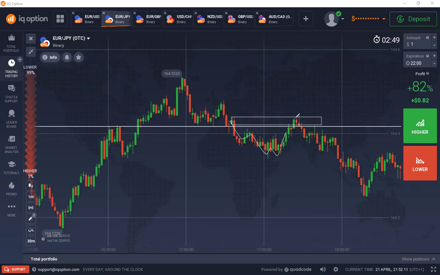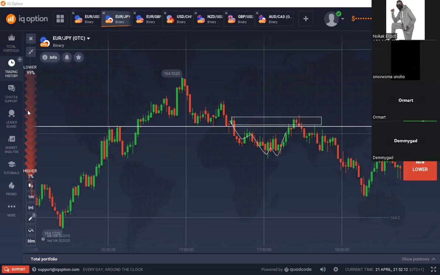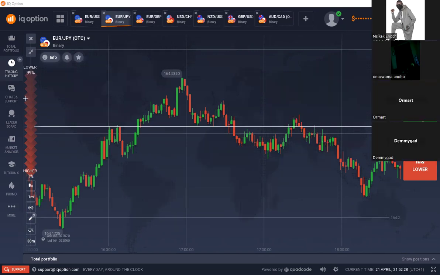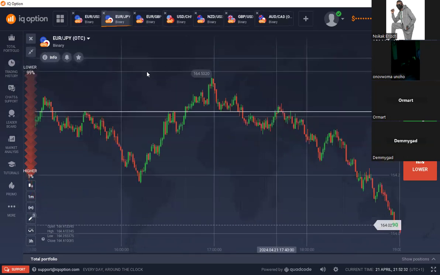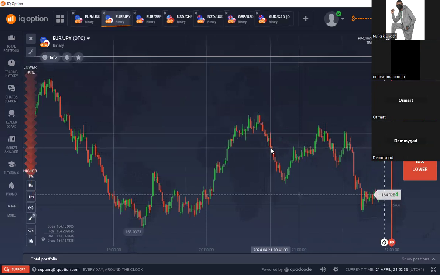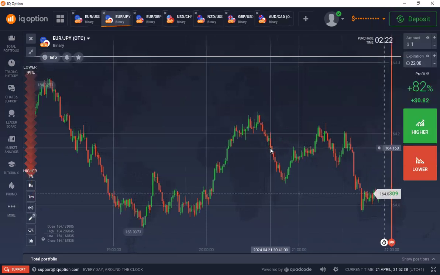So we have the first candle, second candle, third candle, fourth candle, and the fifth candle before the market starts to go more down. So this is the only strategy we're going to use for this week's binary signal. So if I see any of these trade setups this week, that is what we're going to use.